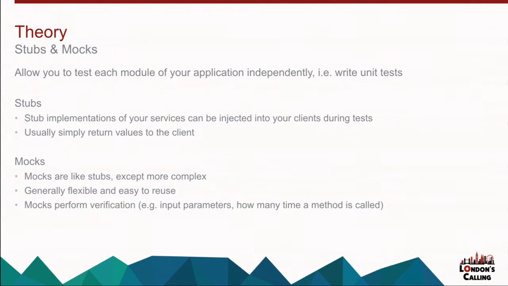So stubs are generally very simple. They tend to just return values to clients. They're not particularly smart. They're quite helpful for doing very quick tests and all the rest of it, and for just passing data around for things that you've already tested.